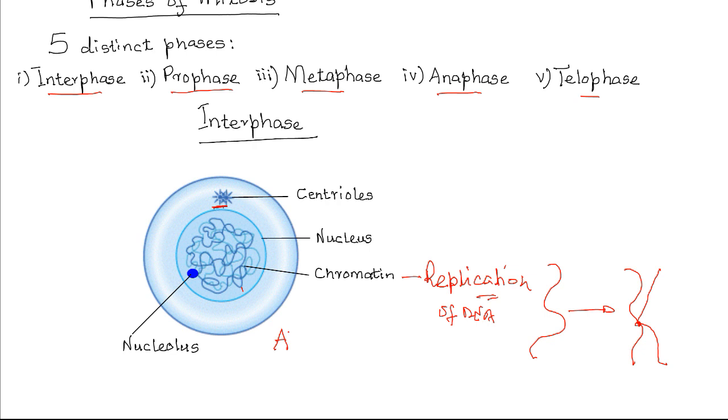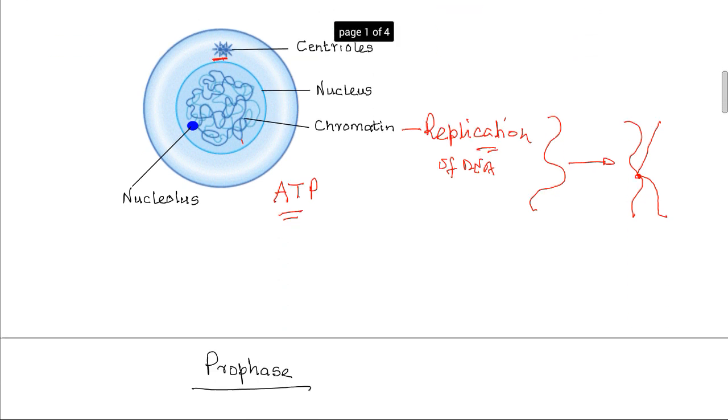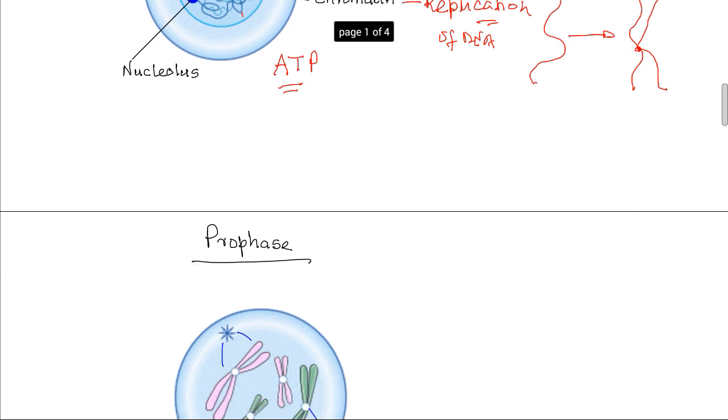Within the cell, through respiration, ATP molecules are produced. These help in building up the energy stores which drive the cell division process. Cell division is an energy consuming process, and as such, ATP molecules are built up in large numbers so that they can provide the energy that is required for this process.